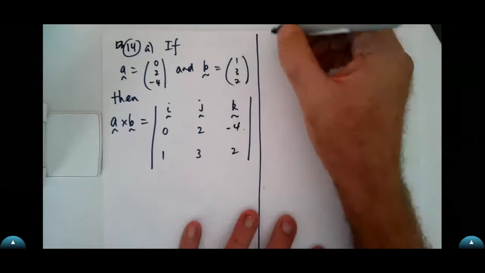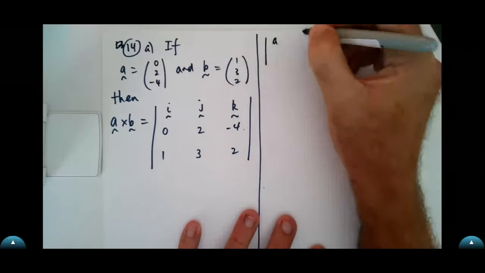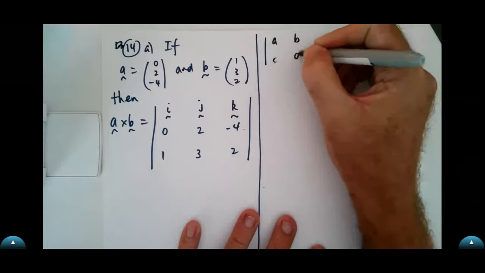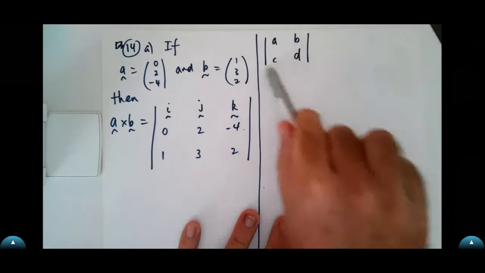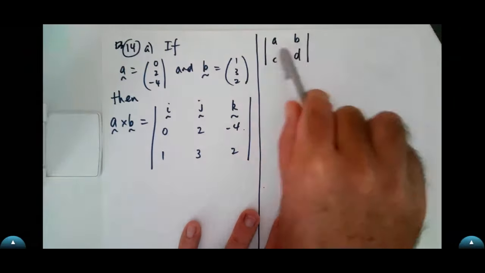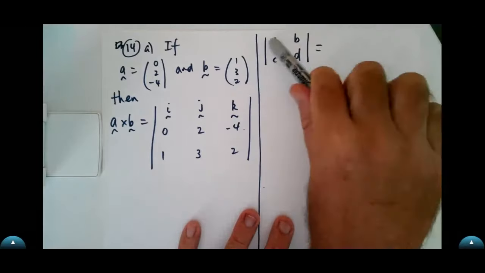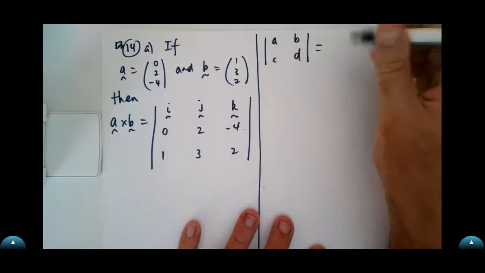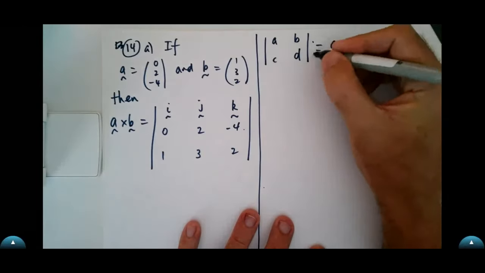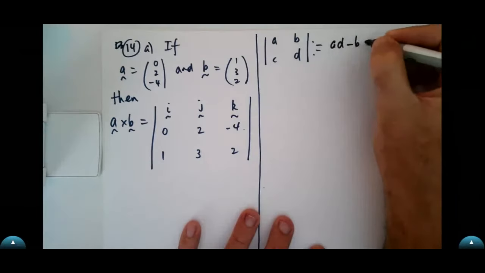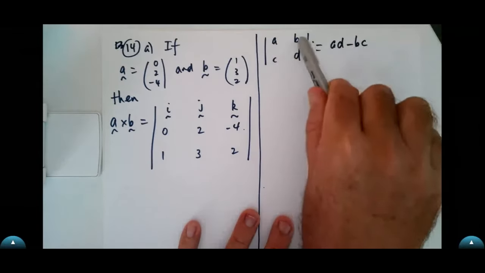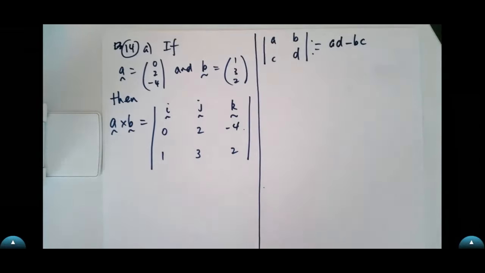So how do you do it? Well, let me just define what a determinant is. If I have a 2 by 2 determinant with these straight lines, you multiply diagonally. So this is a definition: that times that minus that times that.